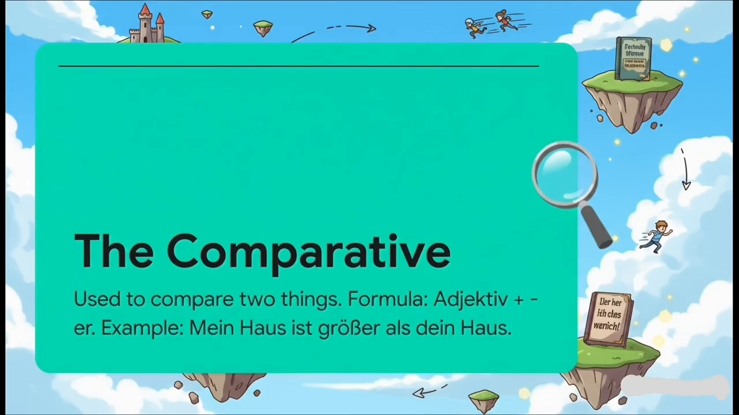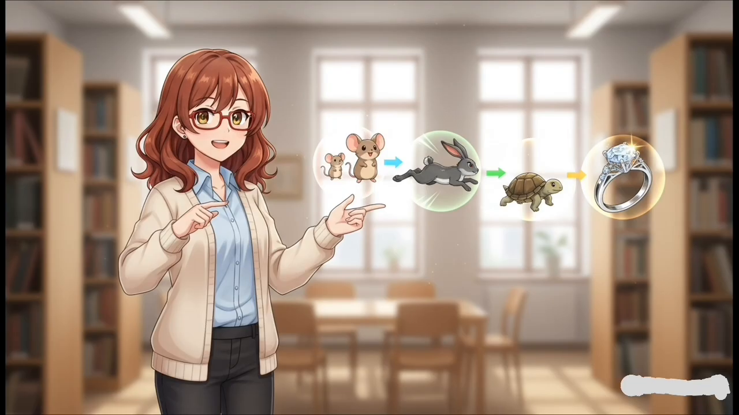Take a look at the example. Mein Haus ist größer als dein Haus. Literally, my house is bigger than your house. See? Easy. And you can see just how consistent this is. Klein becomes kleiner. Schnell becomes schneller. Even an adjective like teuer, which means expensive, just becomes teurer. This er ending is your go-to tool for making these direct comparisons.